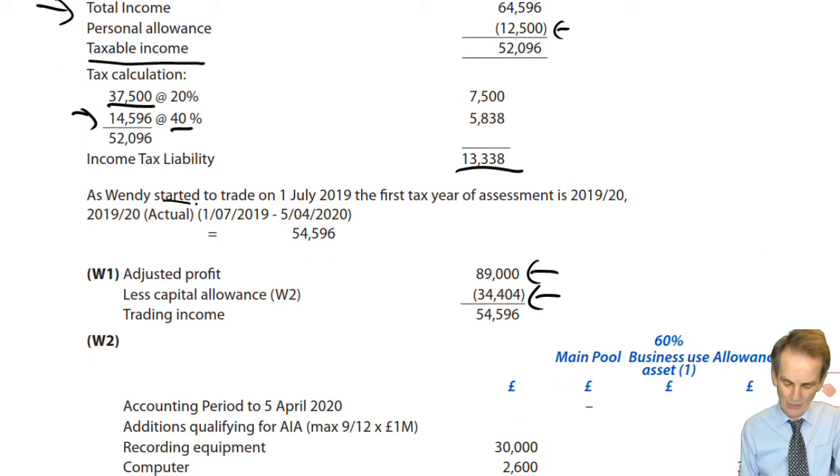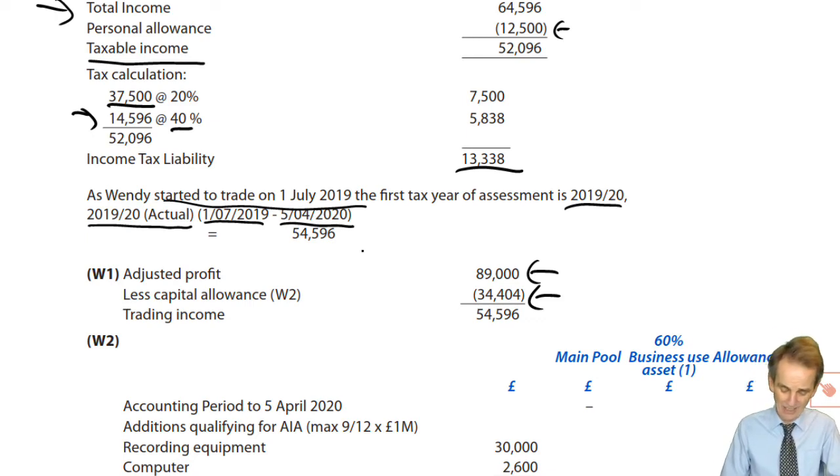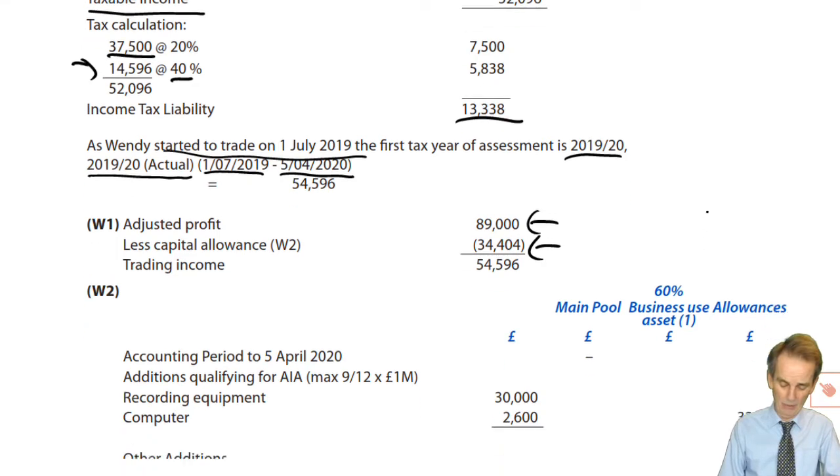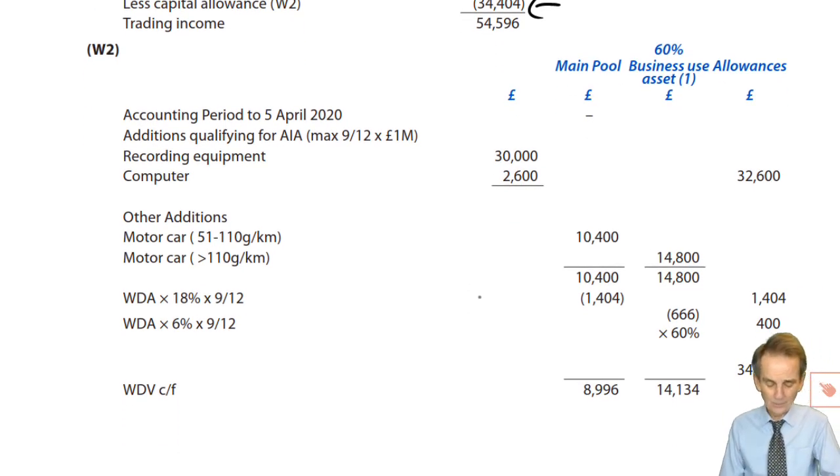As we said here, as Wendy started to trade on the 1st of July 19, our first tax year was 1920. 1920 has an actual basis. That is the 1st of July start date to the following 5th of April. That doesn't span 2 accounting periods. It is entirely 1 accounting period, for which we'd made the adjusted profit of 89, but we need to deduct the capital allowances from that. So what have we got?